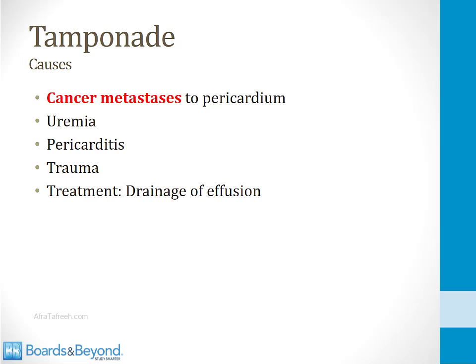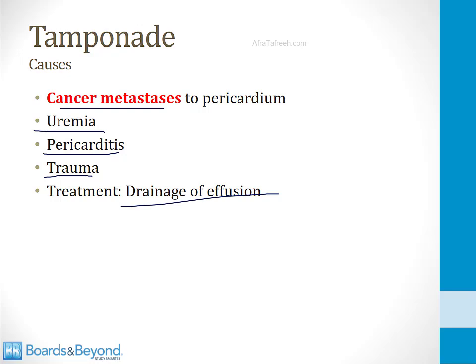Cancer patients often develop this condition because of metastases to the pericardium. That leads to fluid accumulation. Patients who are uremic, I told you before, can develop pericarditis. They may also develop pericardial effusions, leading to tamponade. And in fact, any cause of pericarditis can potentially be complicated by an effusion and tamponade. And then finally, as I told you before, trauma can lead to bleeding in the pericardial space, which can rapidly build up a high pressure and cause tamponade. And the treatment of tamponade, no matter what the cause, is to drain the effusion to relieve the high pressure in the pericardial sac.